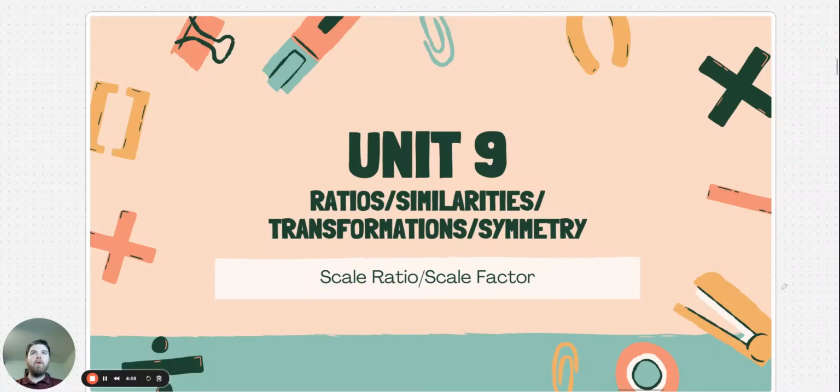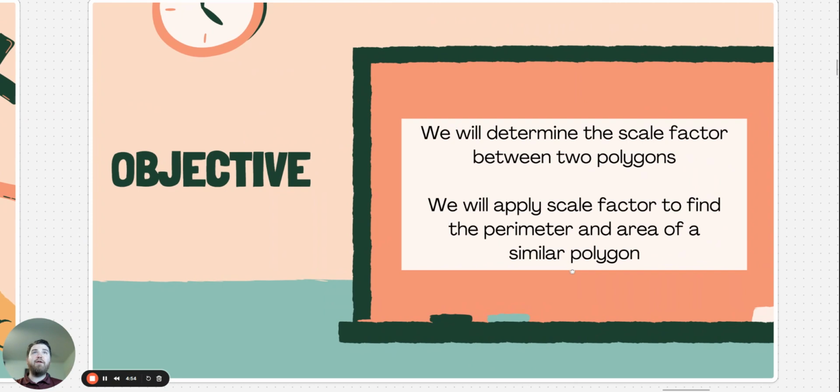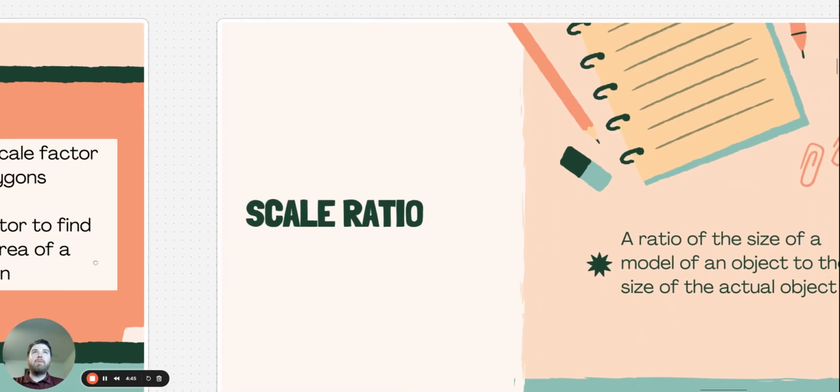Right, we're taking a look at scale ratio and scale factor. So our objectives for this video are that we want to be able to determine the scale factor between two polygons, and then we also want to be able to apply the scale factor to find perimeter, area, or maybe even just a missing side of a similar polygon.